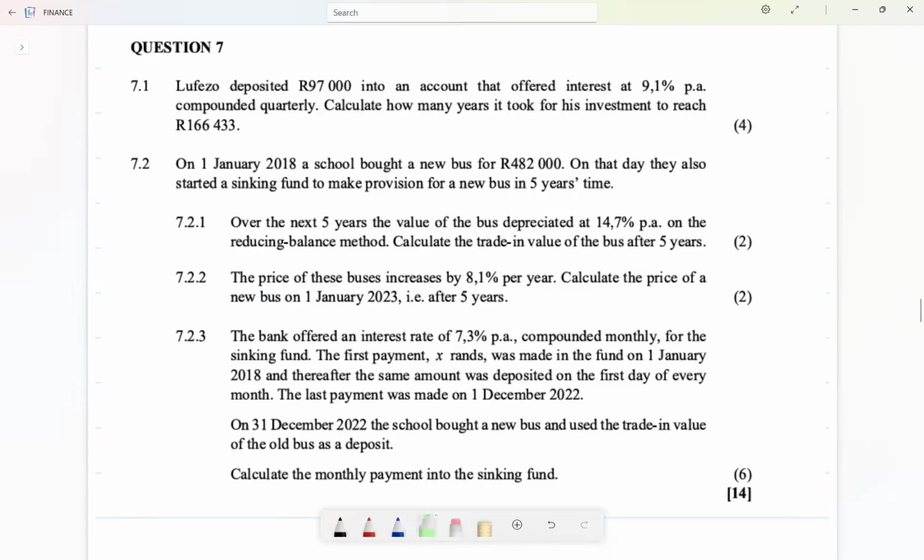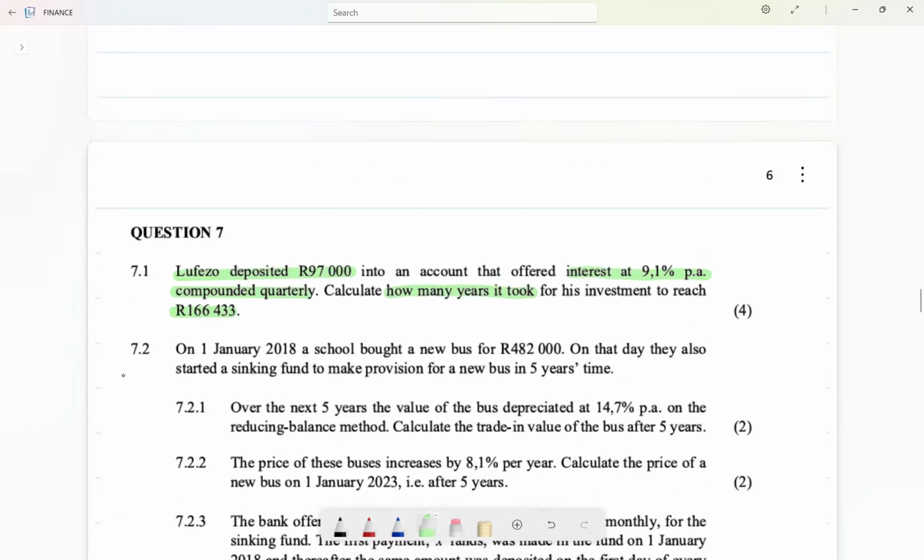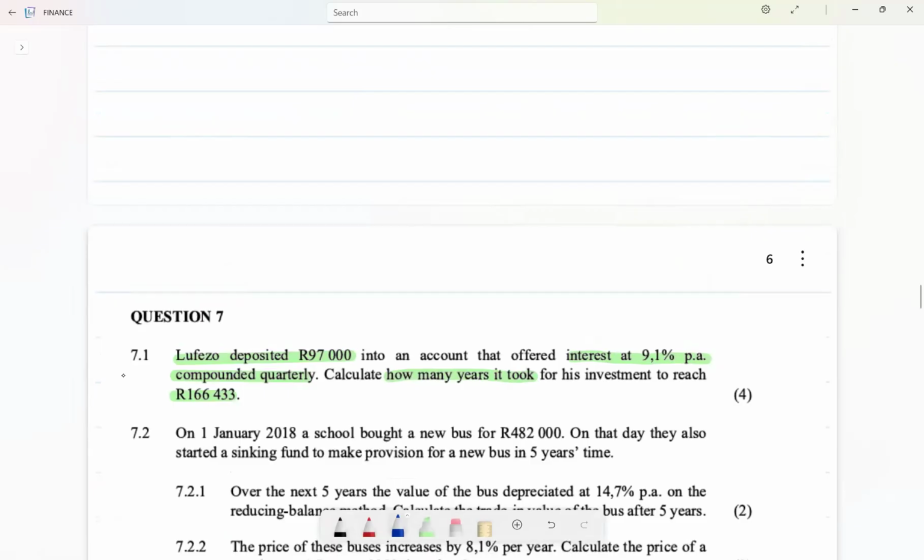In today's video, again, I want us to look at a financial mathematics question, and then hopefully we will enjoy. It says, Lufezi deposited 97,000 into an account that offers an interest at 9.1% per annum compounded quarterly. Very important. Calculate how many years it took for his investment to reach 166,000, whatever that value is, guys. I don't know how to call it. So let's quickly do it here. We need to see how many years it took for the investment to reach that much.